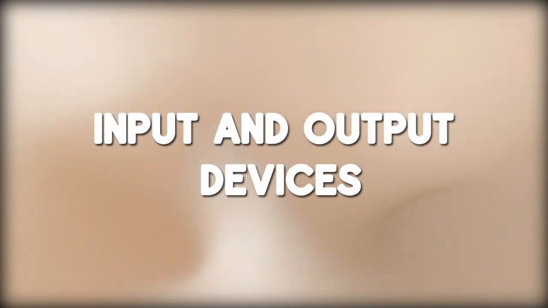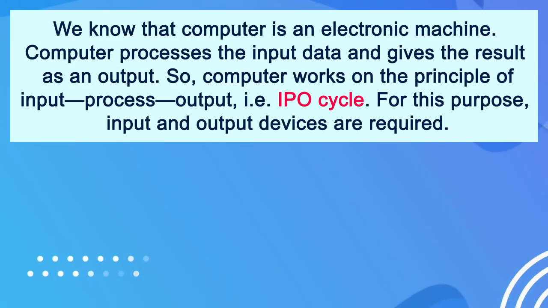Input and output devices. We know that computer is an electronic machine. Computer processes the input data and gives the result as an output. So, computer works on the principle of input process output, i.e. IPO cycle. For this purpose, input and output devices are required.